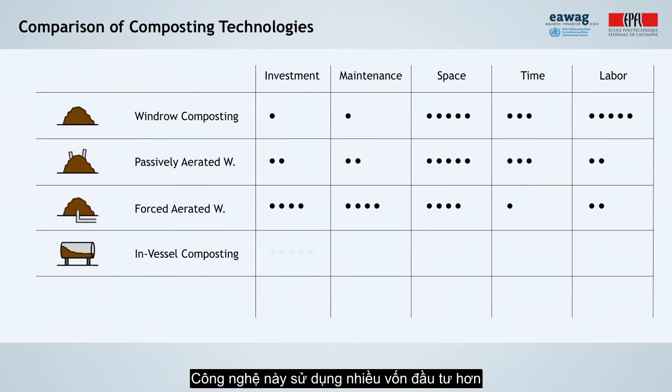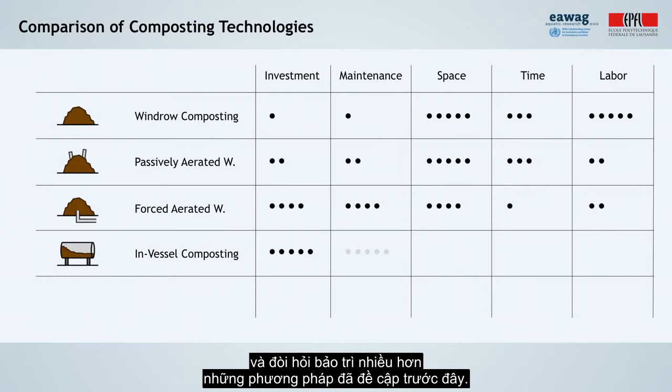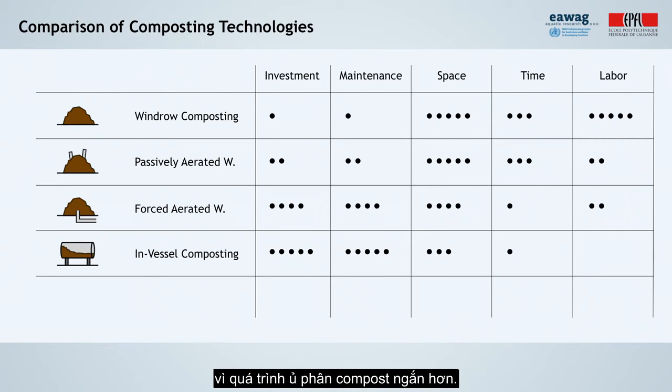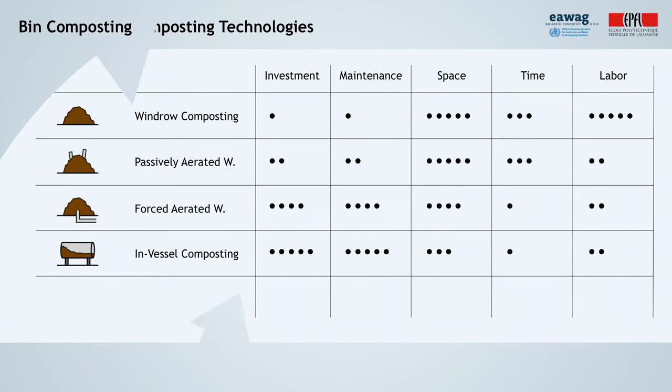This technology is more capital intensive and requires more maintenance than the ones seen before. It requires less surface area than the previous technologies, since the composting process is shorter. Besides, little labor is required as the material is mixed within the vessel.